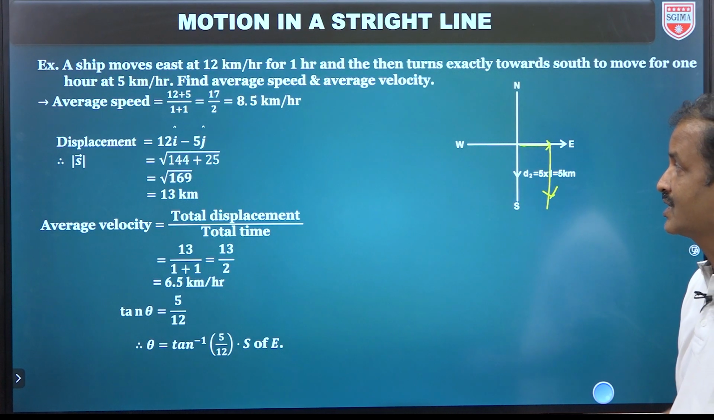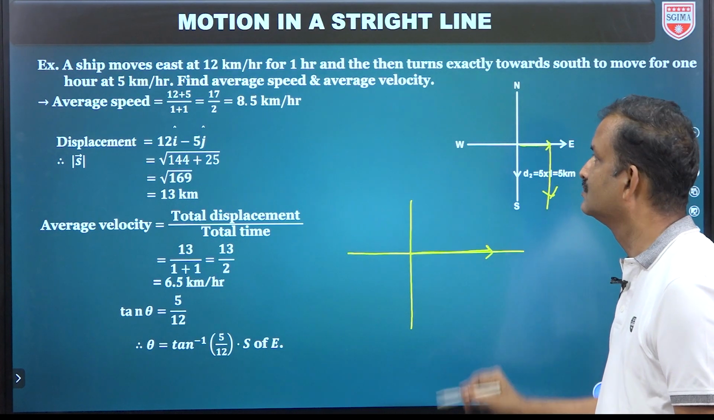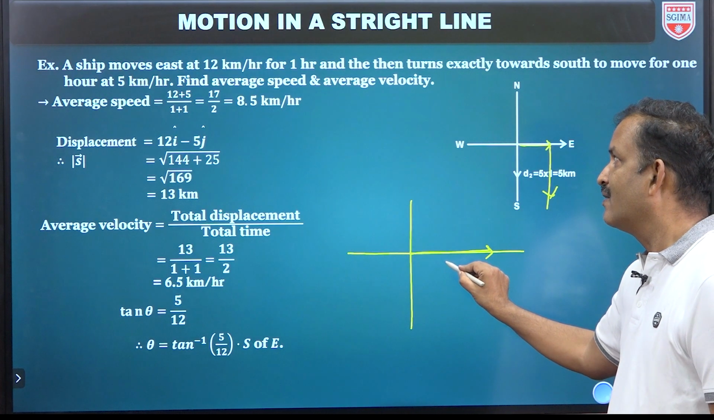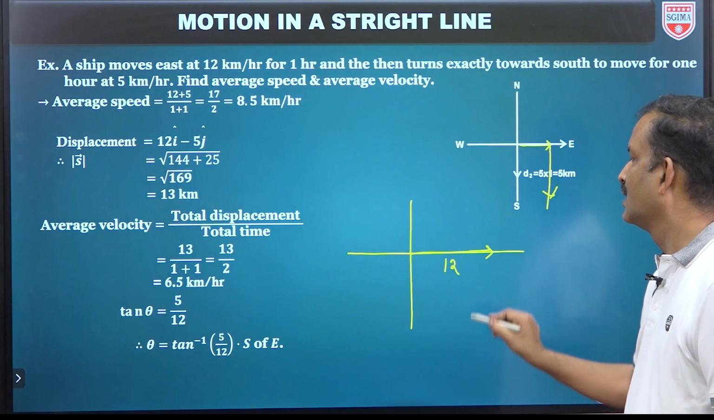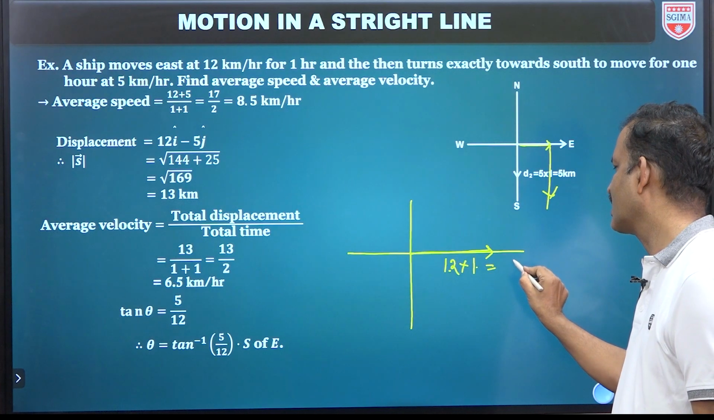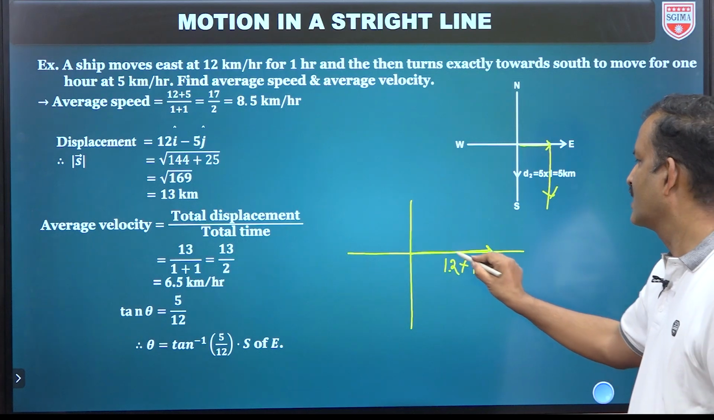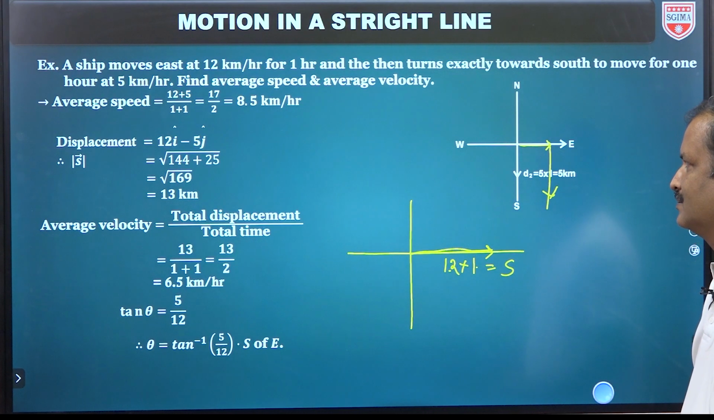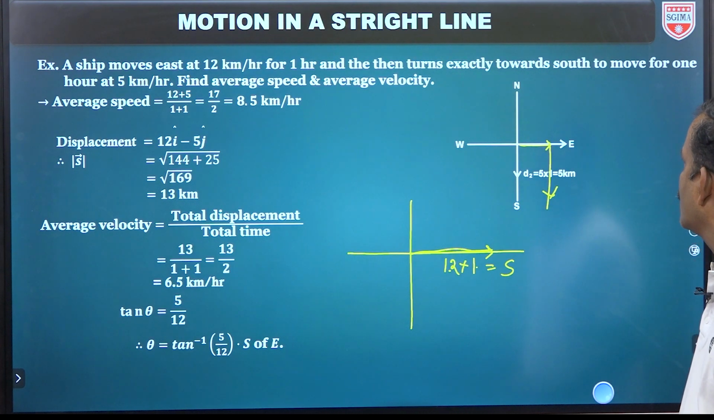Find average speed. First, the ship is moving towards east at 12 kilometers per hour for 1 hour, so velocity into time, which is displacement. So first we got the displacement in this direction, 12i. Next, it turns towards south.